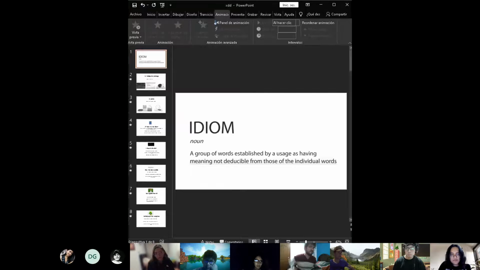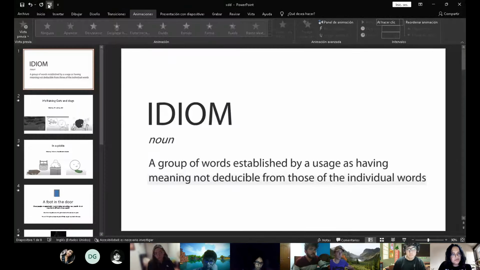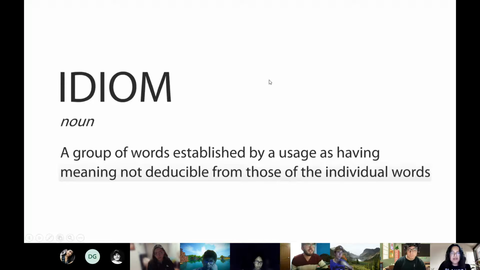Okay, guys, can you see my screen now? Yes. Okay. Here we have idiom: a group of words established by usage as having a meaning not deducible from those of the individual words.